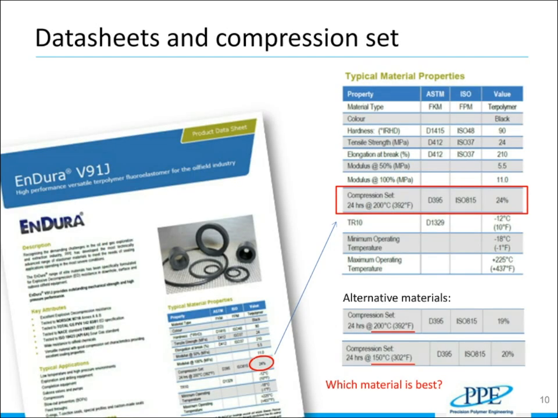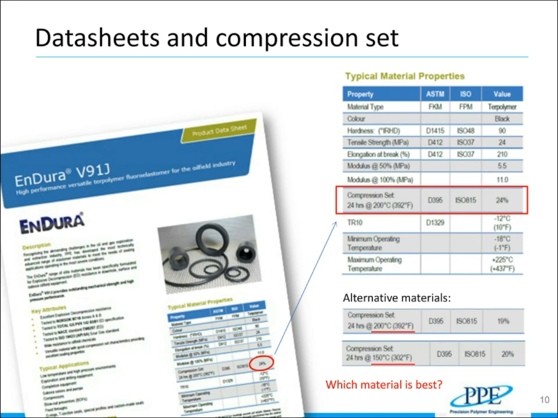Compression set is a value that we'll often see listed on data sheets. So here's our Endura V91J data sheet, and we list a compression set after 24 hours at 200 degrees C, as per the test methods outlined, of 24%. And here are a couple of screen grabs cut from other data sheets of ours. Here we've got a material that was, after the same time and temperature, 19%, and another material after a slightly lower temperature of around 20%. So what kind of information can we get from this? Which one of these materials is best? Those are the kinds of questions we're going to try and address over the remainder of this webinar.